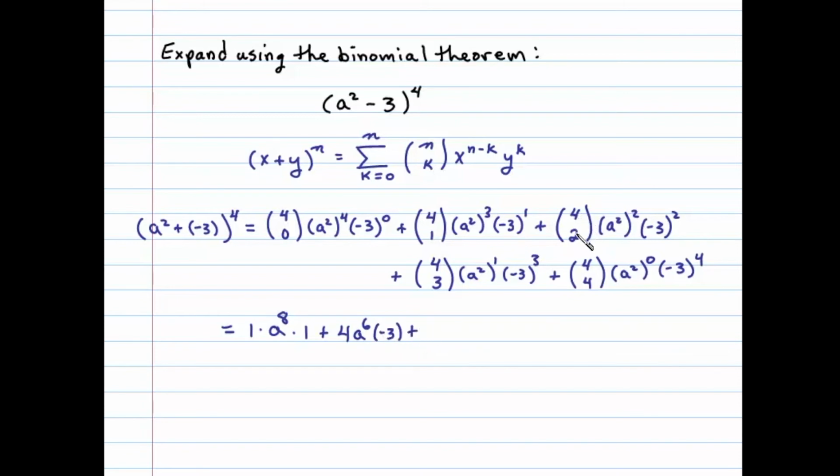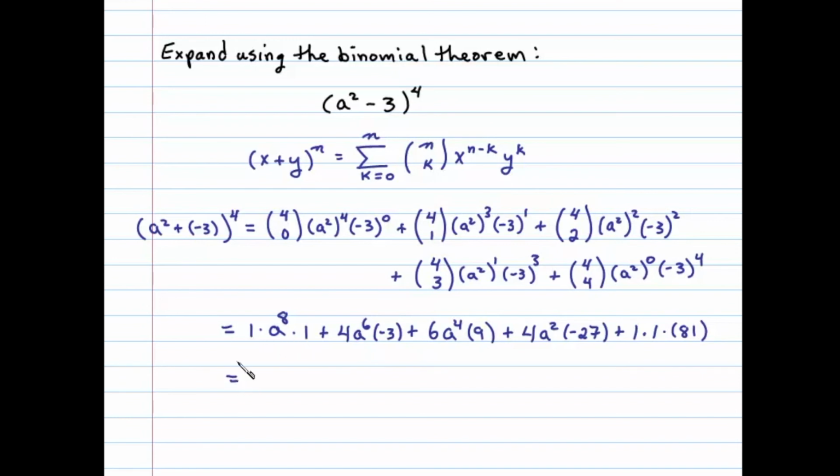plus 4 choose 2 is equal to 6, a squared squared is a to the 4th, and then negative 3 squared is 9, plus 4 choose 3 is equal to 4, a squared to the 1 power is a squared, times negative 27, plus 4 choose 4 is 1, times a squared to the 0 power is 1, times negative 3 to the 4th is positive 81.